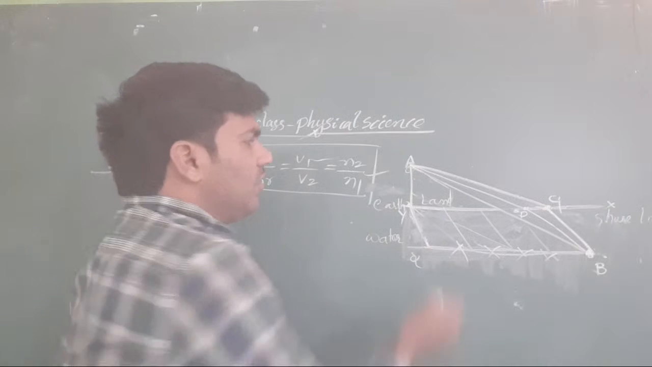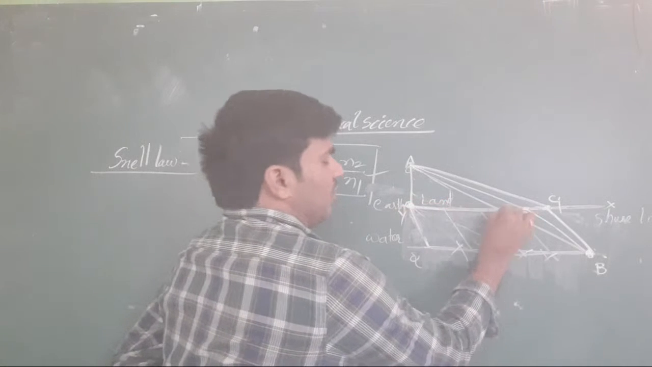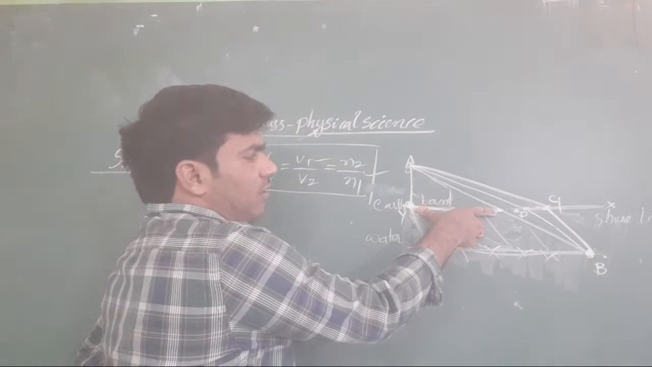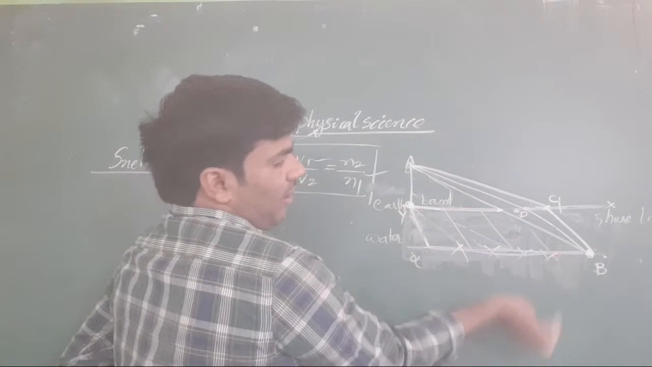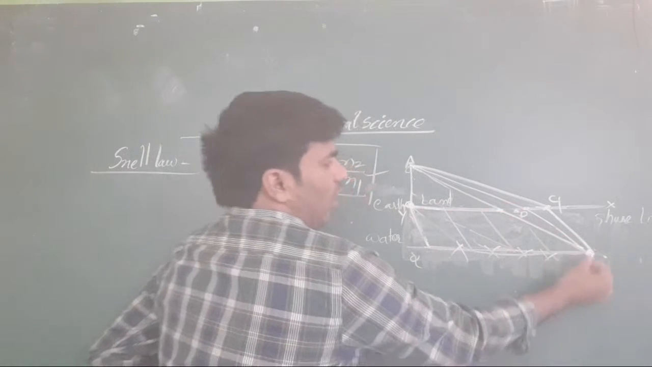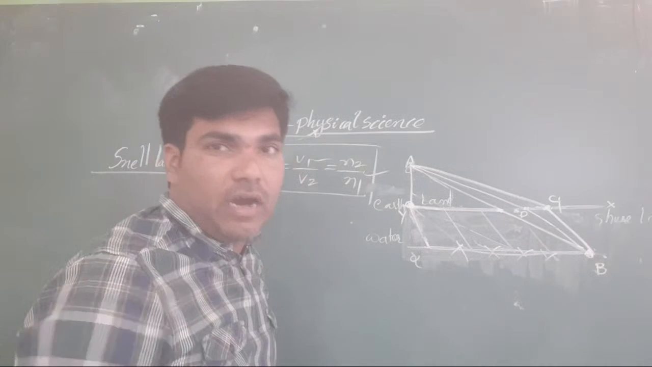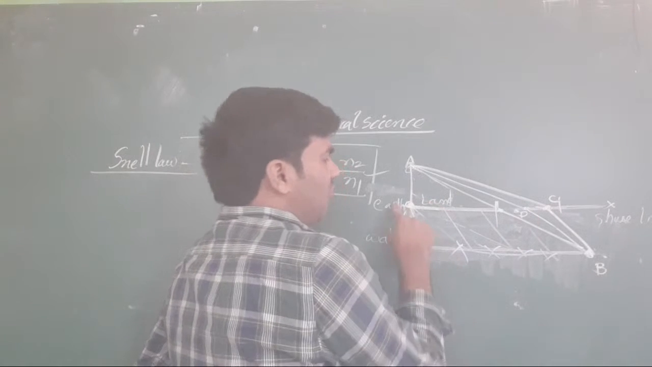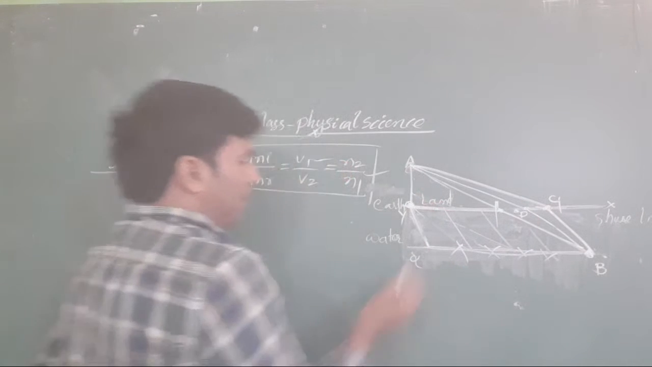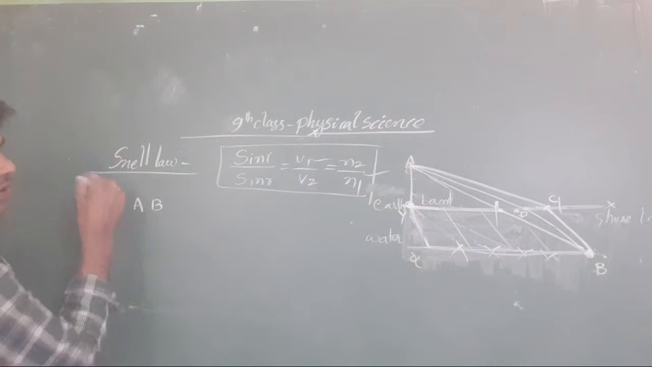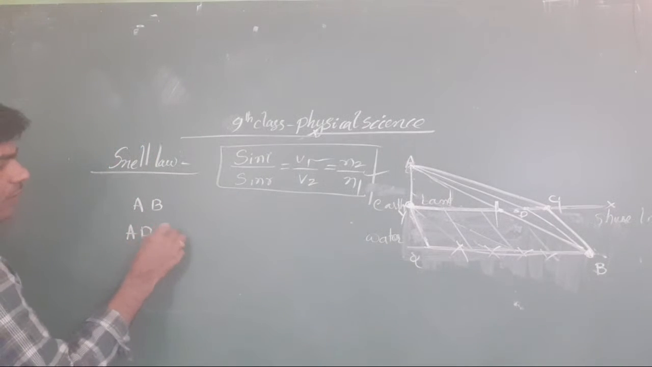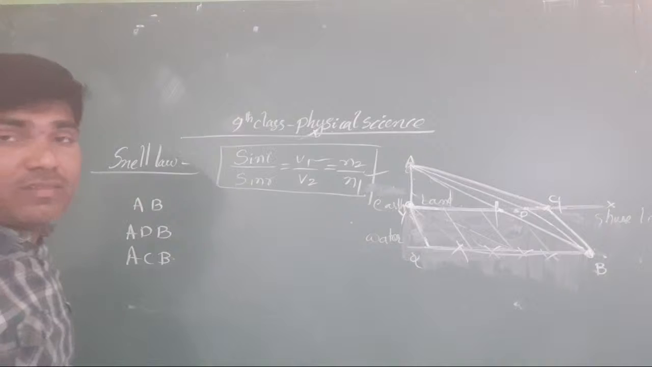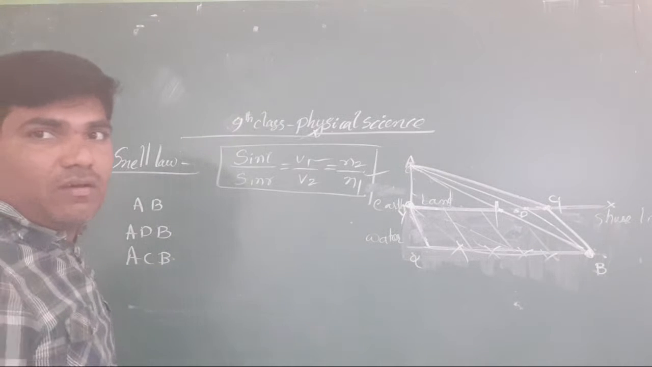From this point to this point, this is the land distance. The land traveling distance is very less, and the water traveling distance is very high. Clear or not, all the students? From here to here is somewhat very less distance compared with the other path. How many paths are there? Tell me once. AB is one path, ADB is another path, ACB is another path. How many paths are there? Three paths are there in total.